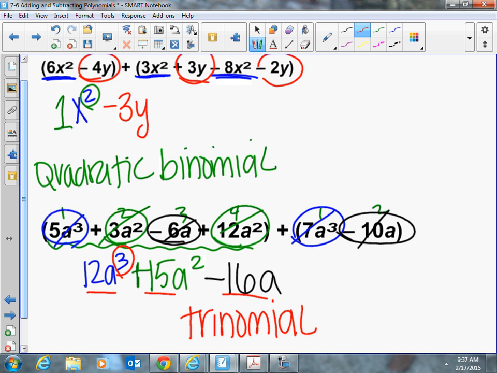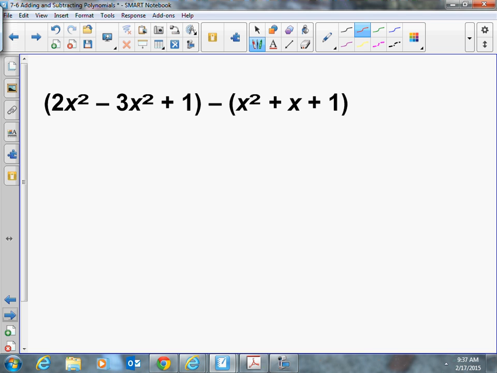Remember what we call a 3? This is a cubic. 2 is quadratic. 3 is cubic. What's the leading coefficient? 12. You got it. Written in standard form, largest exponent to smallest. Okay, moving on. Ooh, subtraction.